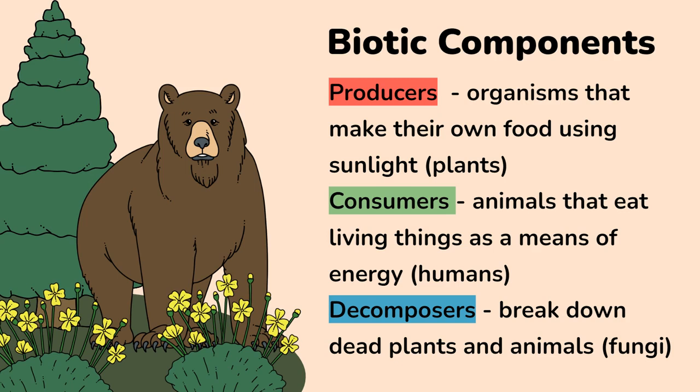So for our biotic components, we have producers. Those are organisms that make their own food using sunlight, majority plants. And then consumers are animals that eat living things as a means of energy. It doesn't matter if it's herbivore or omnivore, you're still eating a living thing, whether it be plant or animal source. So pretty much every other living thing. So animals are all consumers. And then we have decomposers, which break down dead plants and animals, mainly fungi and bacteria that kind of recycle the energy back into our ecosystems.